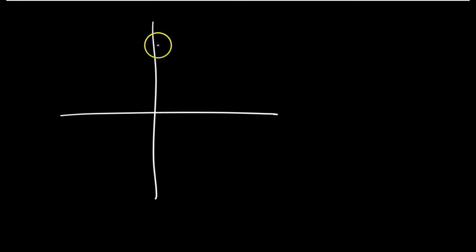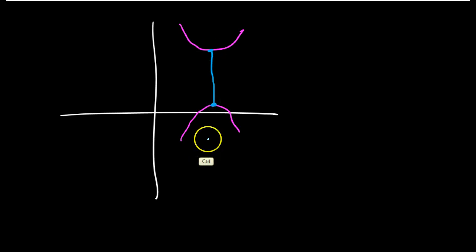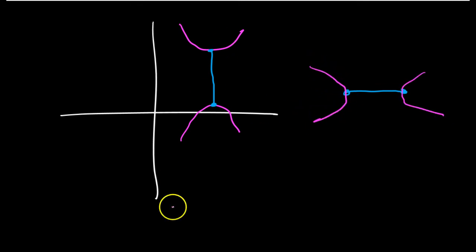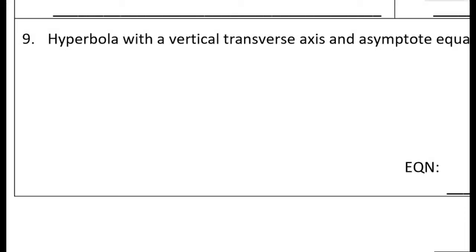so let's say this is my hyperbola that's going like this and like this. The transverse axis is a segment connecting the vertices. So this blue segment is my transverse axis. So this is a vertical transverse axis. Or if I had a horizontal transverse axis, then now I'm talking about a hyperbola that goes like this. So we're basically talking about a vertical hyperbola.